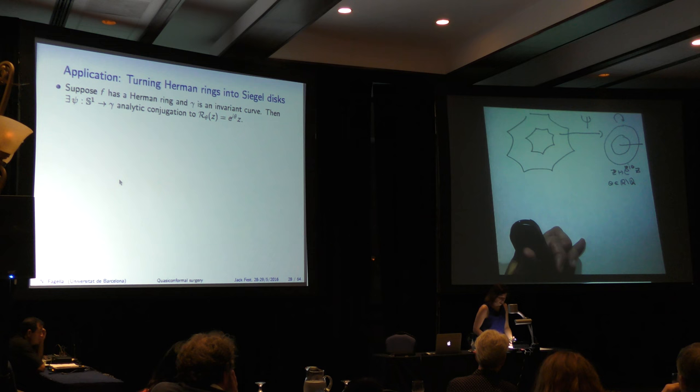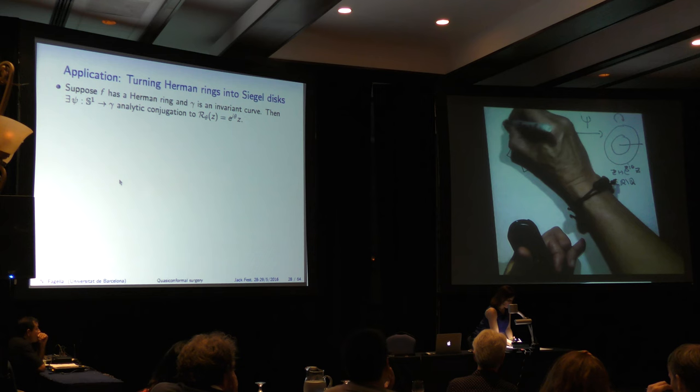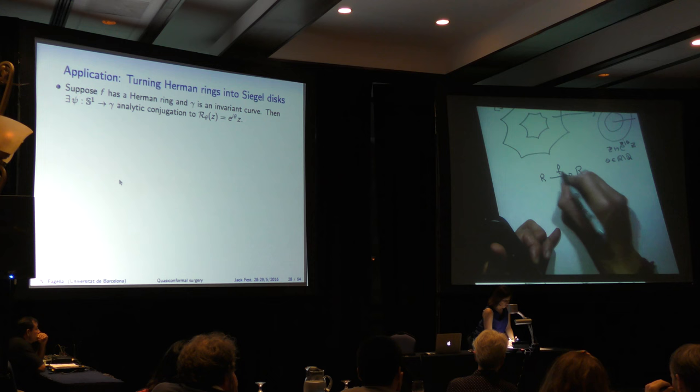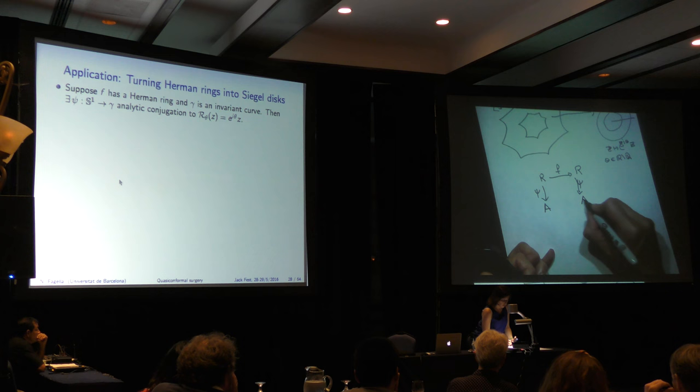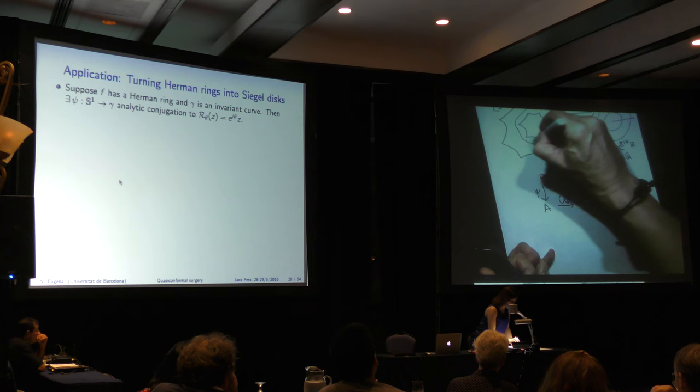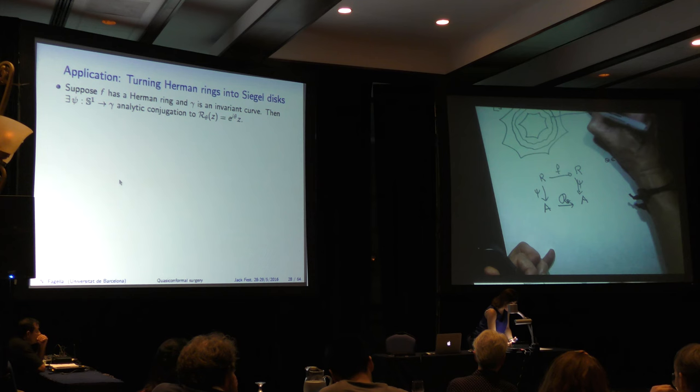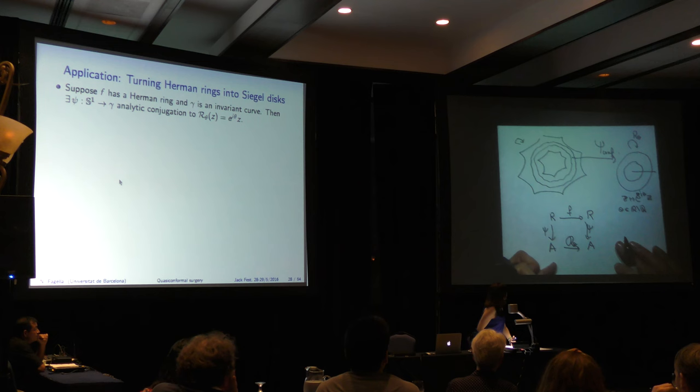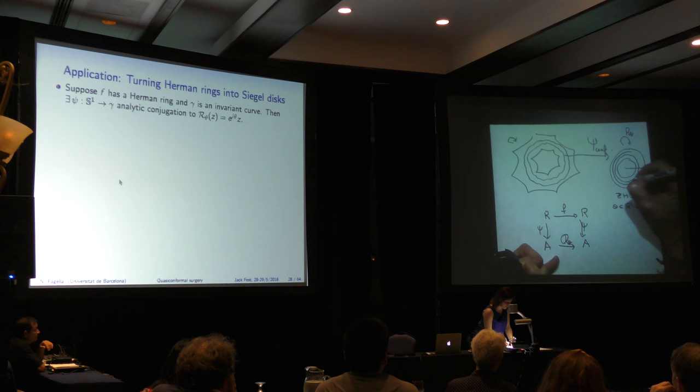So this is a diagram. If this is the ring, and this is your f, this phi is conjugating it to your annulus with the rotation of angle theta. So here inside the ring, you see all these invariant curves, which are the images under this conformal map of the circles. These should be circles, though.